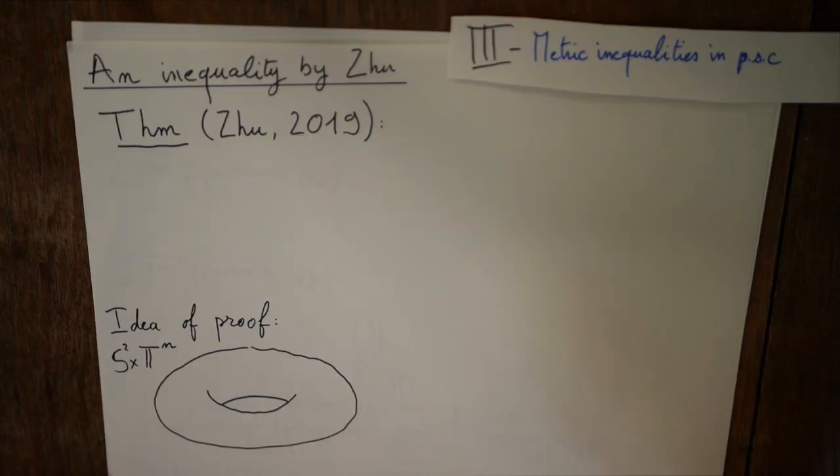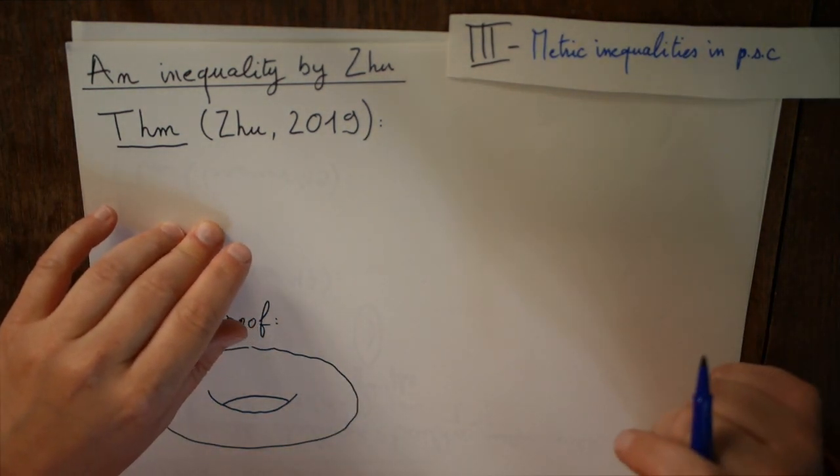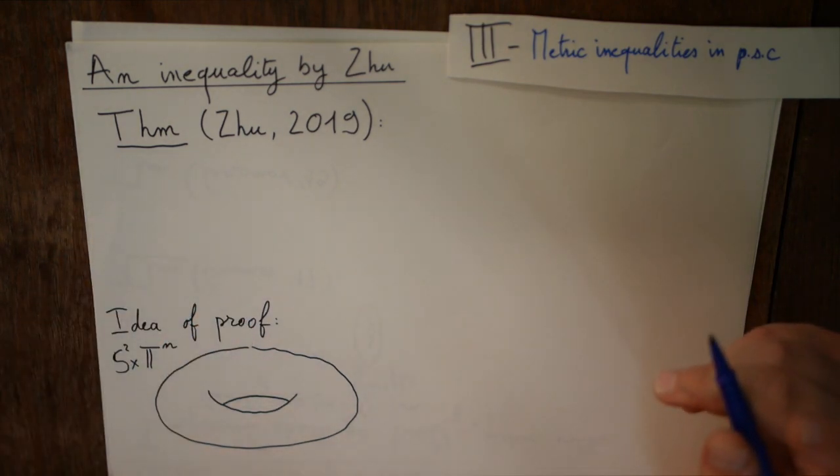Okay, so now we will give some metric inequalities in positive scalar curvature that we will use to prove the stretch systole inequality that I presented before. So first we will give a theorem by Zhu, by Jintian Zhu, which was put on the arXiv last year and published a couple of months ago. So it says the following.